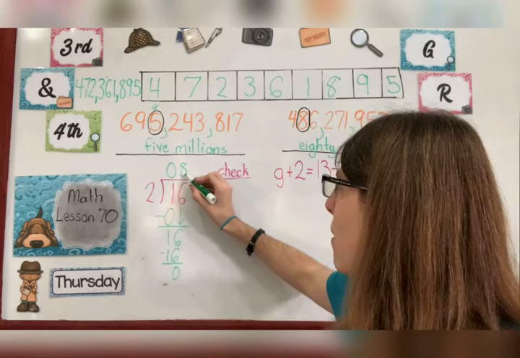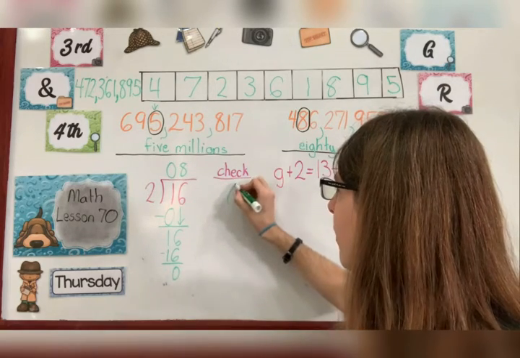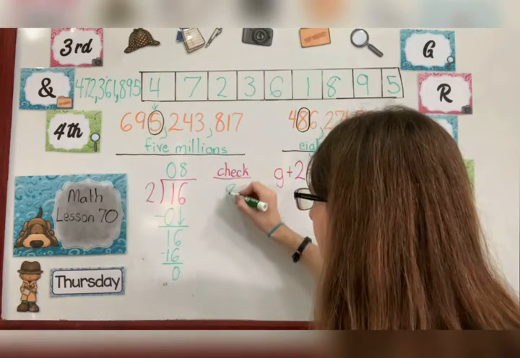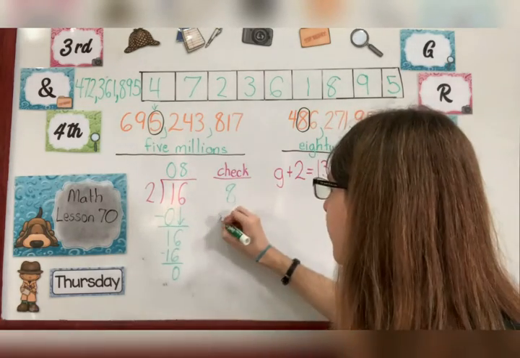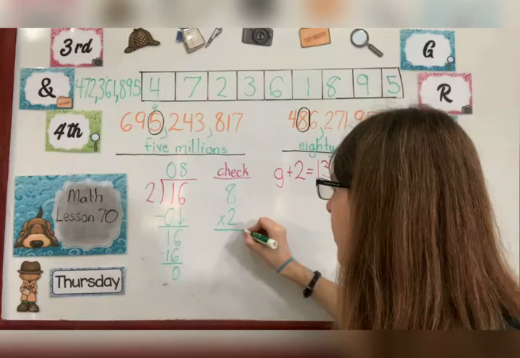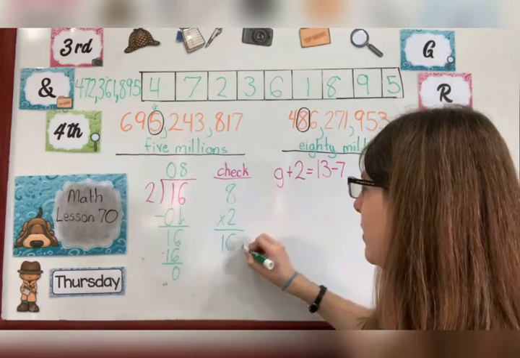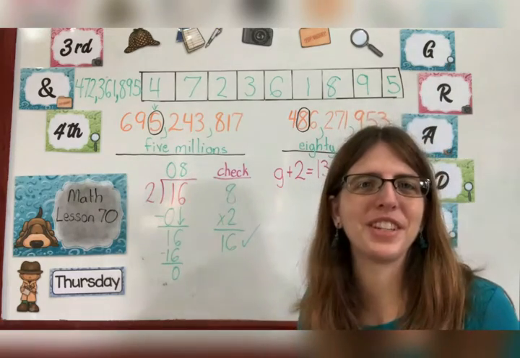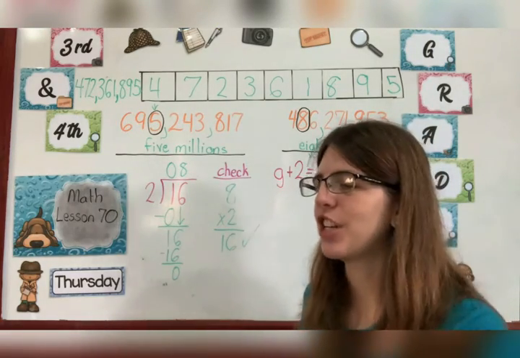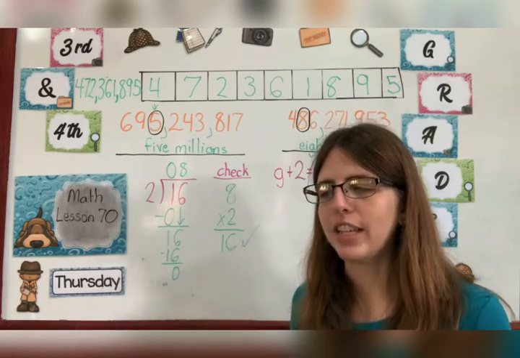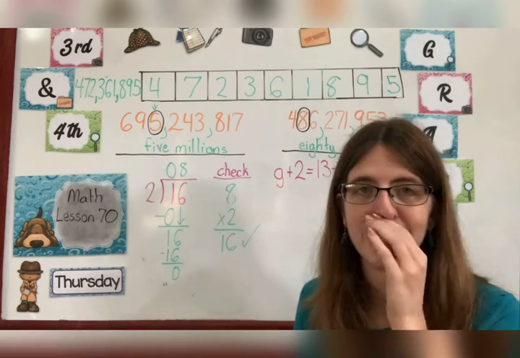I check it by multiplying my answer, 8, times my divisor, 2. 8 times 2 is 16. It matches what's in my division house, so I'm good to go. All right, turn your page over to page 140. We have an exercise 4 to solve and check the equations.